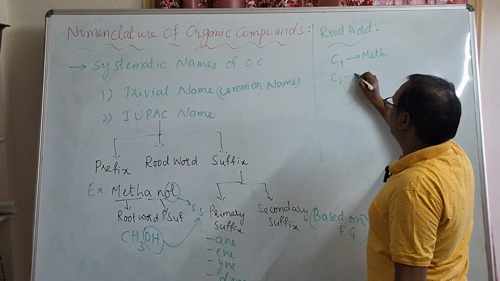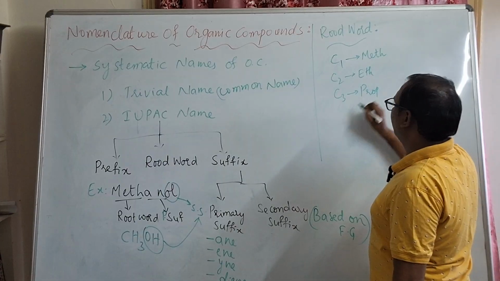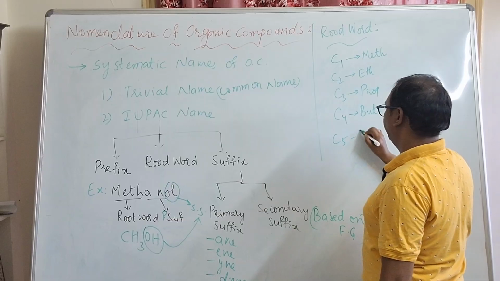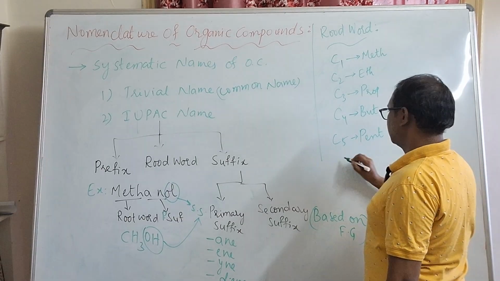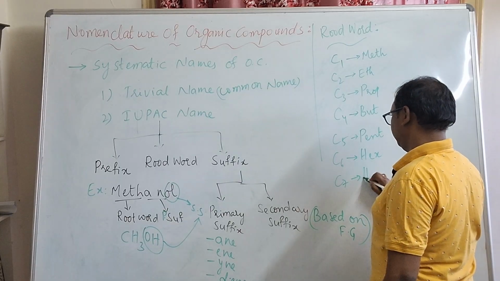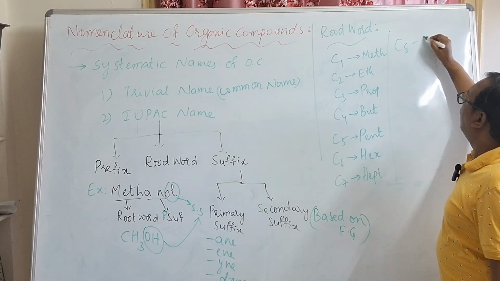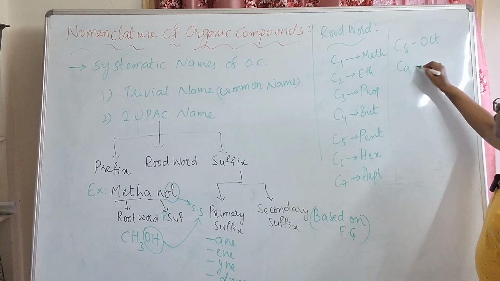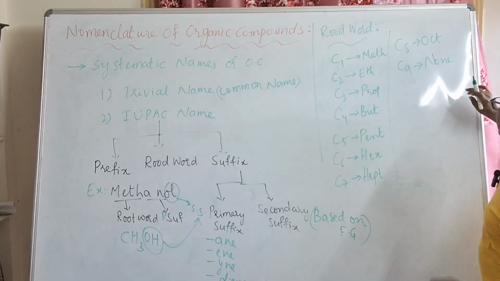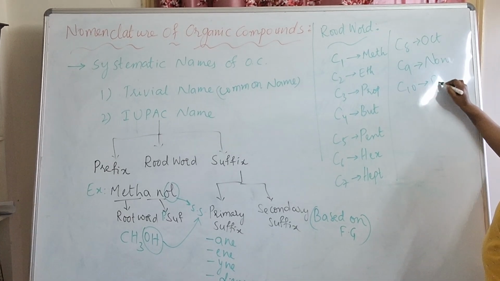If two carbons are there, eth. Three carbons, prop. Four carbons, but. Five carbons, pent. Six carbons, hex. Seven carbons, hept. Eight carbons, oct. Nine carbons, non. If 10 carbons are there, dec.